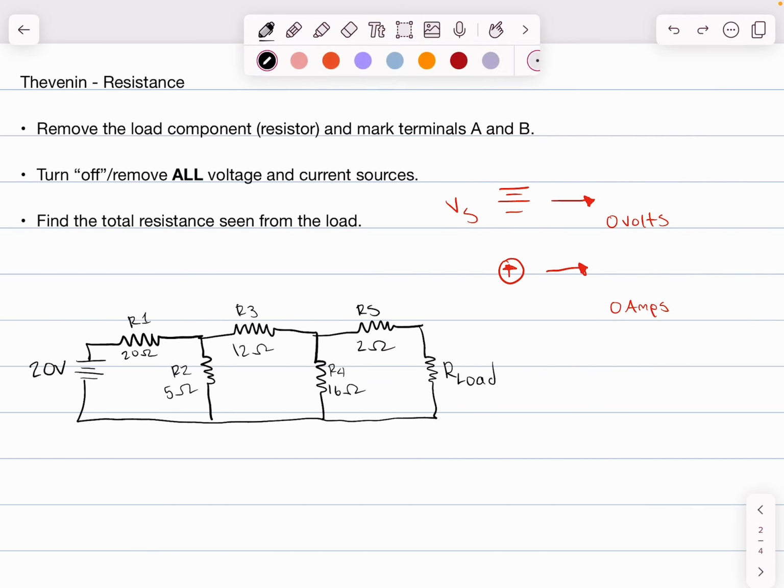Starting on this first circuit, I'm just going to go through the certain steps I've already written down for me to go through. First step says remove the load component. In this case, it's our resistor, or R load, and mark terminals A and B. So I'm going to go ahead and get my eraser. I'm going to remove R load.